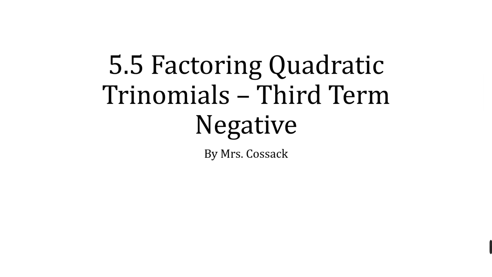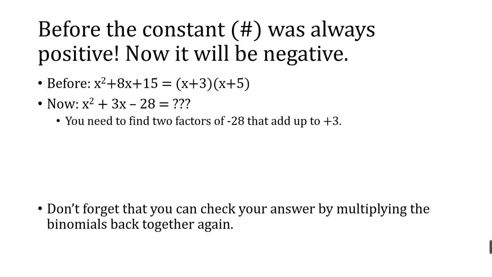So in this section, we're going to look at quadratic trinomials that have the 3rd term as negative. Before, the constant, meaning just the number by itself with no variables on it, was always positive in the ones we were trying to factor. And so now it's going to be negative. Before we factored things like x squared plus 8x plus 15. And sometimes we also factored terms where the middle term was negative, but we always ended up with either 2 positives or 2 negatives for the signs inside the parentheses of the factored form.